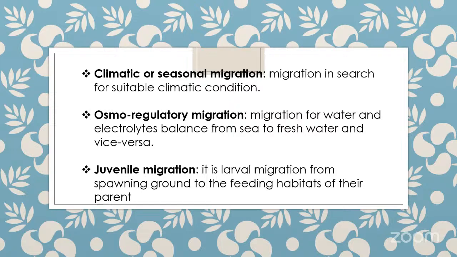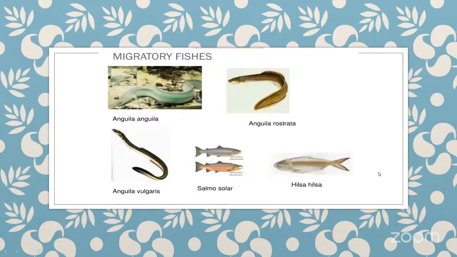The next one is juvenile migration. What does it mean? Juvenile is the larval condition. So the larvae migrate from the spawning ground. Once the fish lay the eggs, the larvae come out and they go to their original habitats, to their parents' place. This is called juvenile migration.